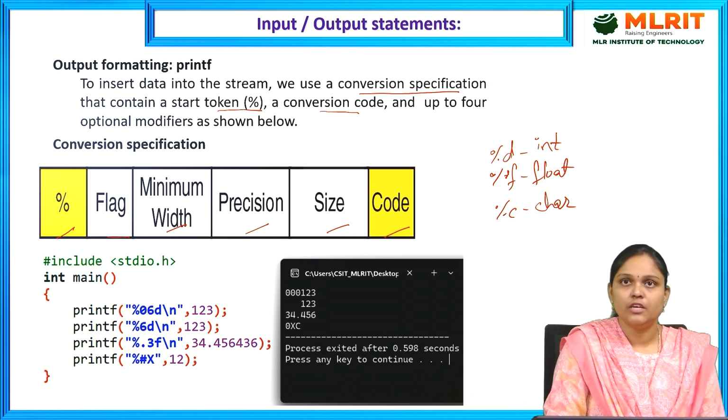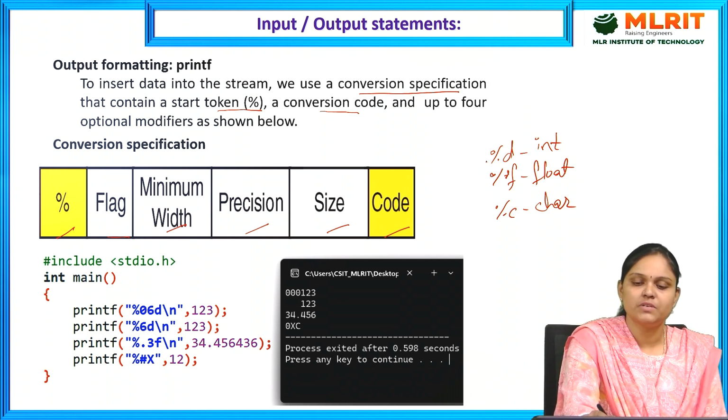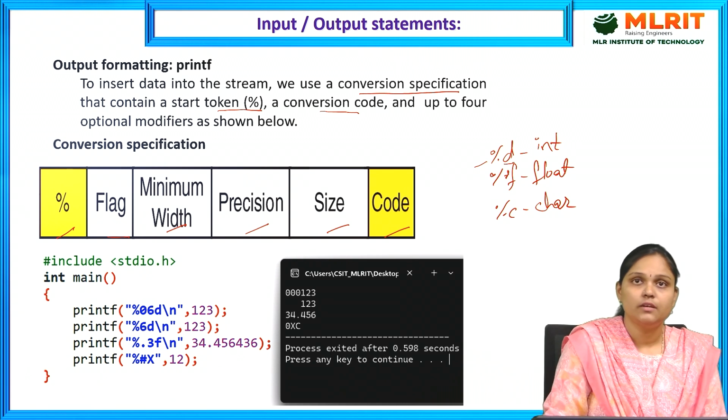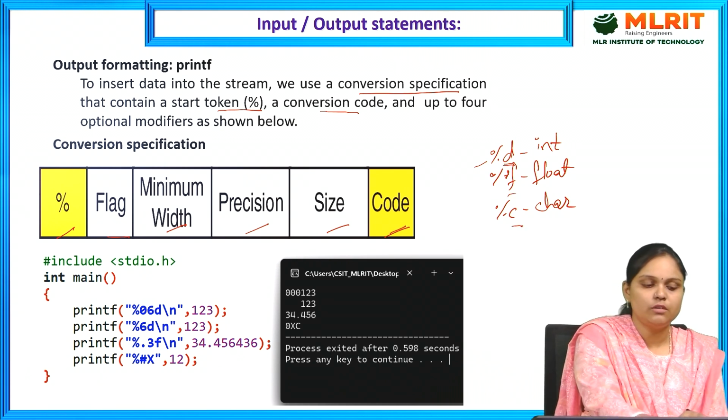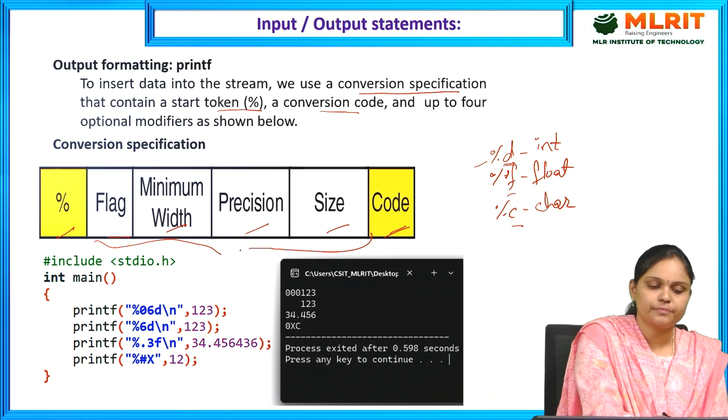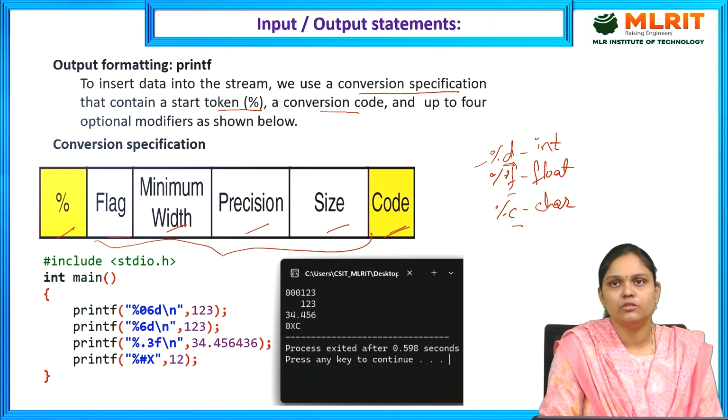%f is used for float values, and %c is used for character values. We are using only the start token, the percent sign, and the conversion codes, which are d, f and c. All the four other fields are optional. These four fields we are going to discuss now.